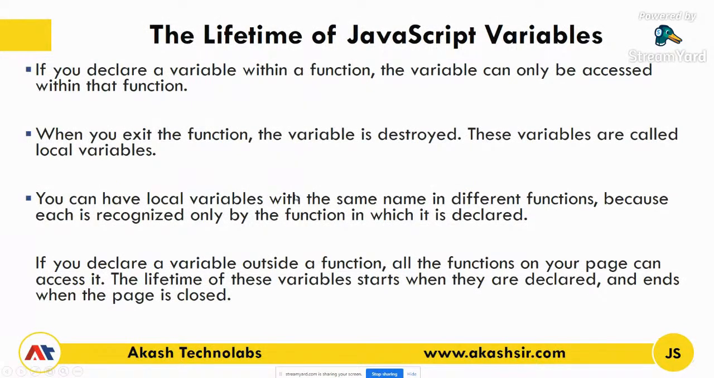Then, the lifetime of JavaScript variables. Let's say if you declare a variable within a function, the variable can only be accessible within that function. And when you exit the function, the variable is destroyed, and this variable is called a local variable. And you can use a local variable with the same name in a different function because each one is recognized by the function in which it is declared. If you declare a variable outside of the function, then we have to define it as a global variable.